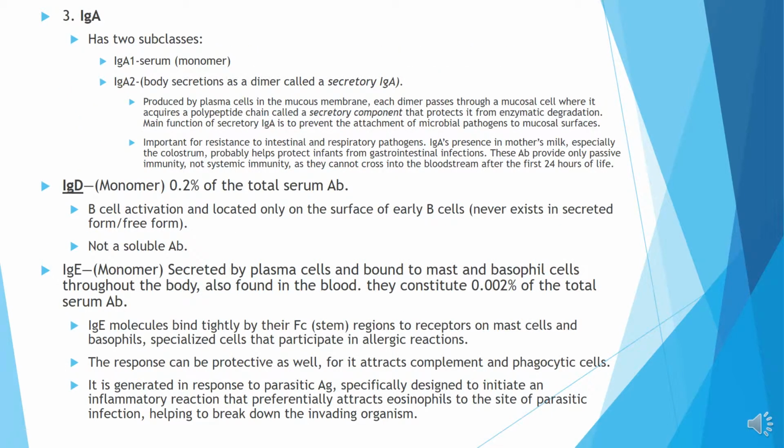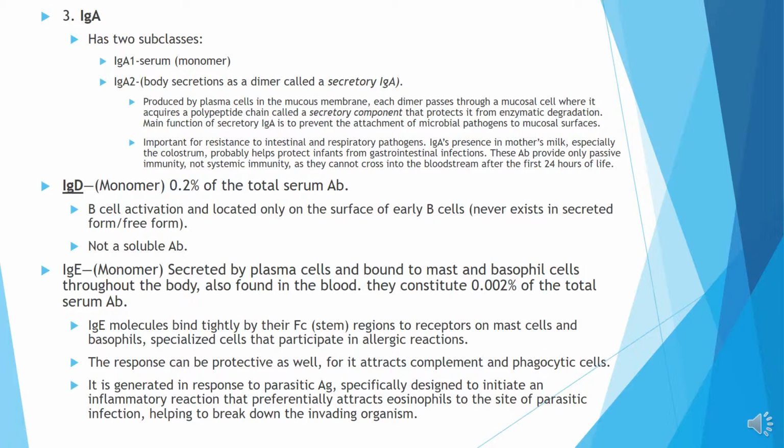IgA has 2 subclasses. IgA1 is found predominantly in the serum and is usually in the form of a monomer, and IgA2 is found in body secretions as a dimer and is called secretory IgA. IgA is produced by plasma cells in the mucous membrane, and each dimer passes through a mucosal cell where it acquires a polypeptide chain called a secretory component that protects it from enzymatic degradation. The main function of secretory IgA is to prevent the attachment of microbial pathogens to mucosal surfaces.